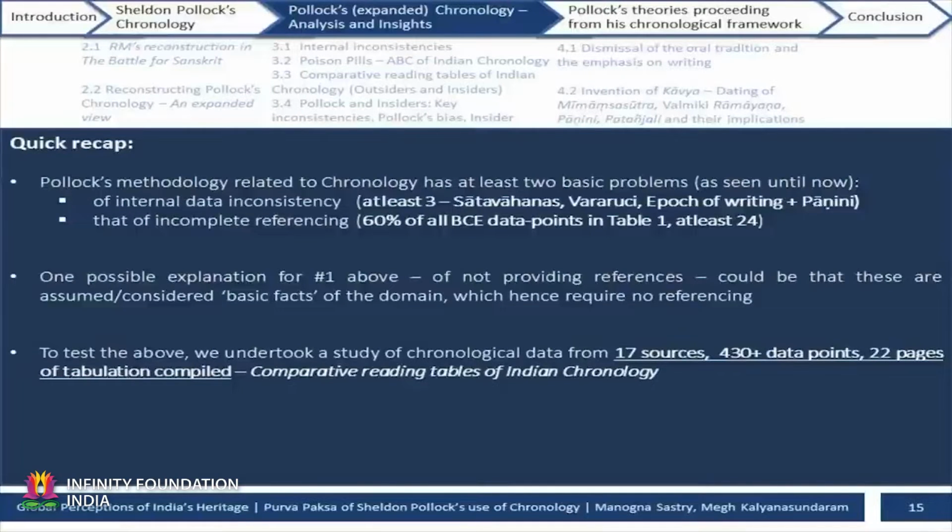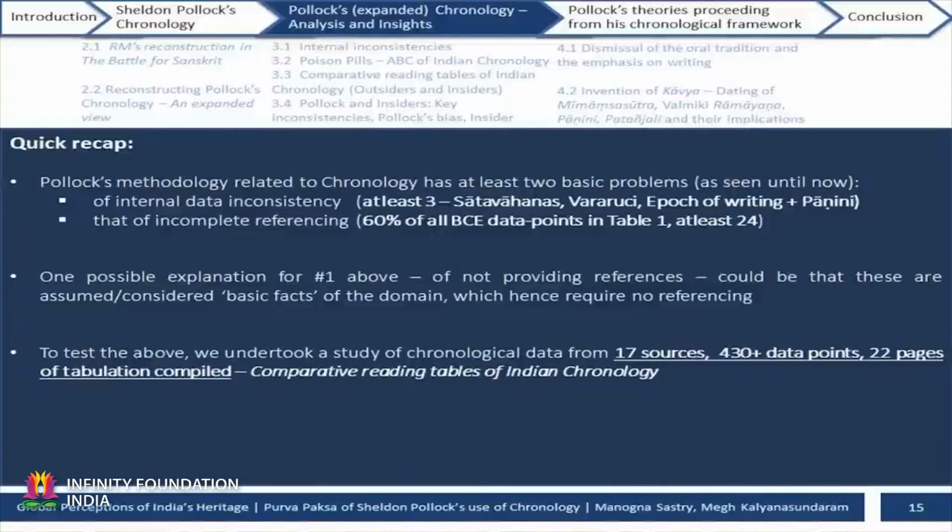Now, this lack of referencing could perhaps be explained if these data points are so well established in the domain by irrefutable evidence in order for them to be considered basic facts of the domain. So we decided to test it out. And we did so by looking at the data from 17 sources, 430 plus data points in total, compiled in 22 pages of tabulation in our paper, which we've called Comparative Reading Tables of Indian Chronology.